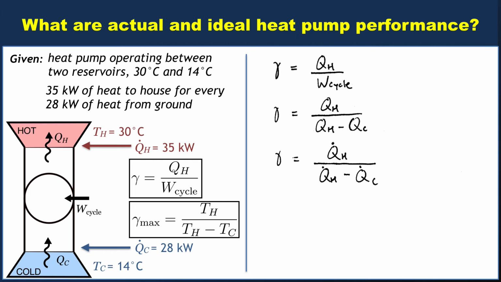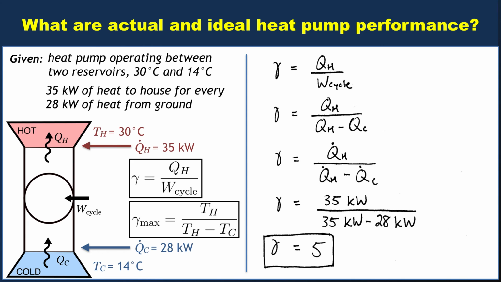Well, now we know these values, right? We know Q H dot and we know Q C dot, so we can plug in those values. And we see that indeed we're going to get a gamma value that does exceed 1. In fact, gamma for this heat pump is equal to 5. So that's our coefficient of performance for the actual heat pump that we're using, based on the amount of power that goes into the house and the amount of power that comes up out of the ground. Okay, we'll record that value over here on the left so we remember.